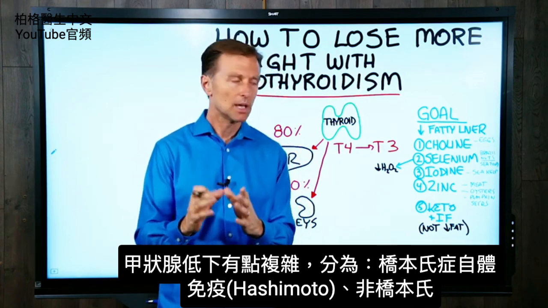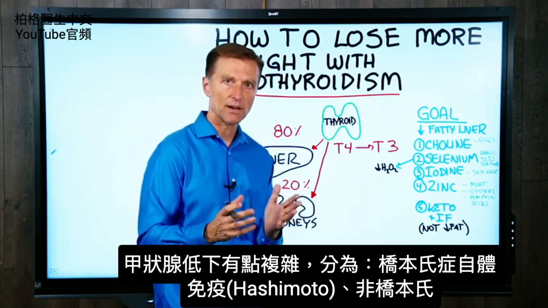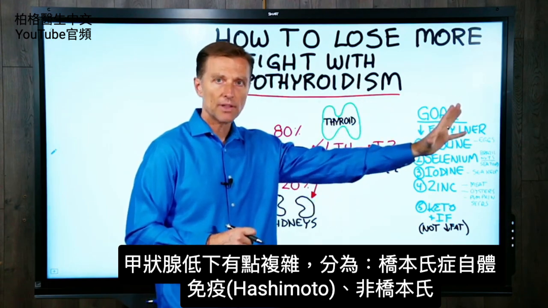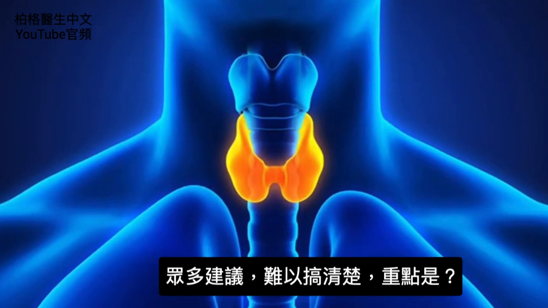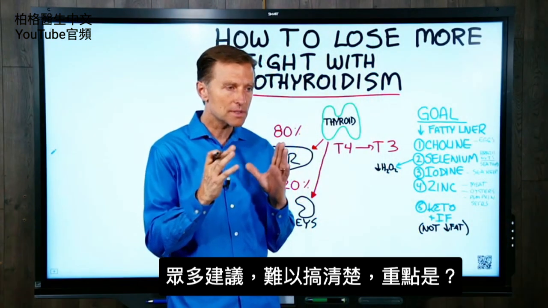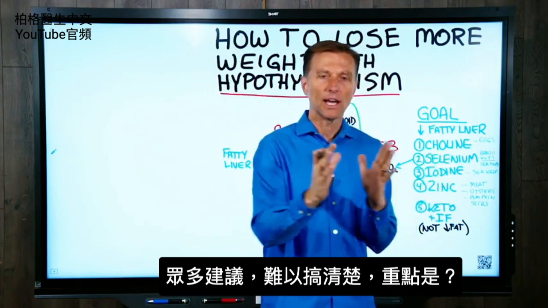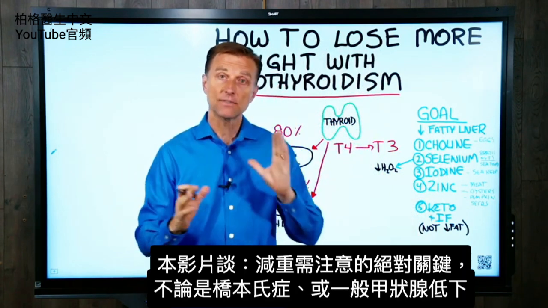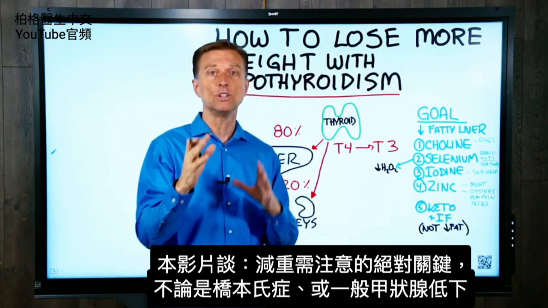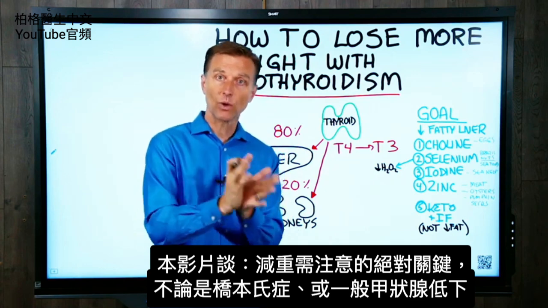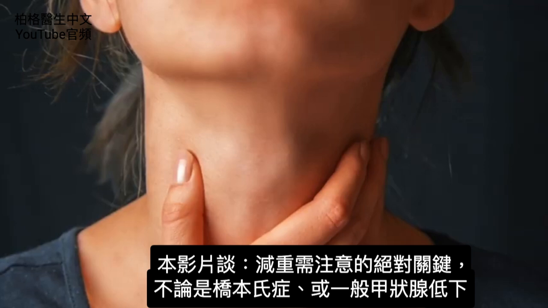Here's the big problem. When you do research on a hypothyroid, it's a bit complex because you have Hashimoto's hypothyroid condition, you have non-Hashimoto's hypothyroid condition. You're given so much advice, it's almost impossible to know what is the absolute important things to know and what is the trivial. In this video, we're going to talk about the absolute most important thing you need to focus on to get results with weight loss if you have a Hashimoto's type thyroid case or just regular hypothyroidism.